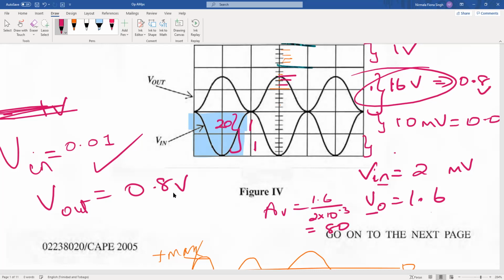This is 20. Each one is 10. You all got 80?